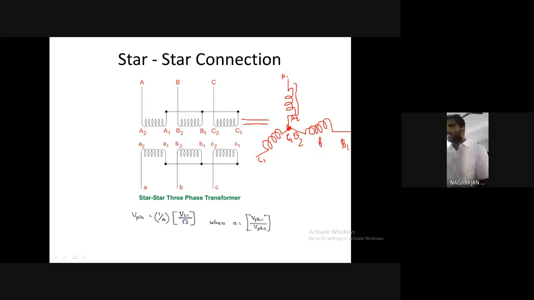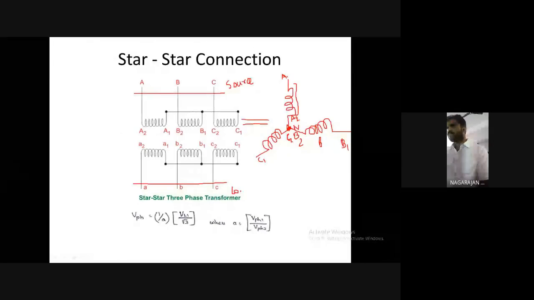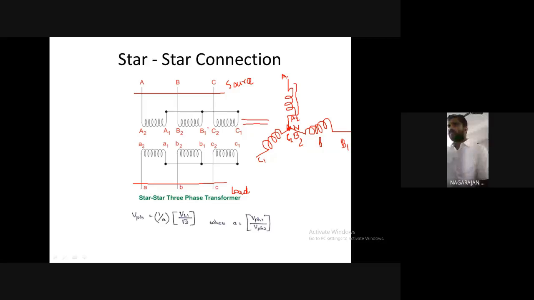So all the second terminals of all the three phases have been connected at a common point, which is called the neutral. And the first terminal is given for external connection. For example, if this is the primary side, these three will be connected across the source. So what is the source for a transformer? It must be an AC source. And these three will be connected across the load. Since primary and secondary are both in star connection, the diagram will also look the same.